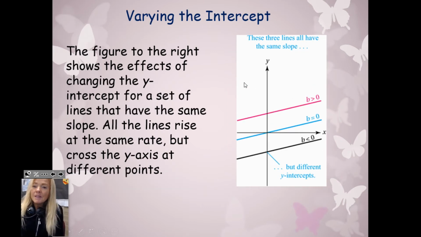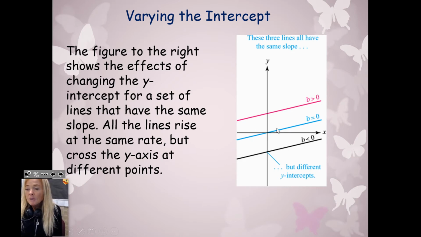All right, now this is just a figure that shows what happens when you have the same exact slope, but the thing that is changing is the y-intercept. So this is the effects of changing the y-intercept for a set of lines, and they all have the same slope. So they rise at the same rate, and they're all positive slopes, but they cross the y-axis at different points. If the y-intercept is negative, then of course it's going to cross the y-axis below the origin.